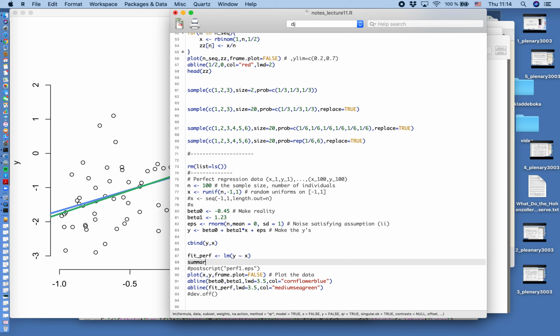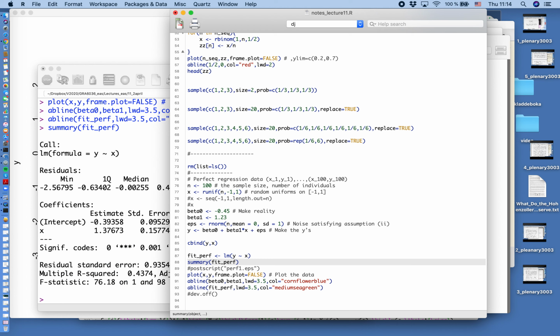So we can then have a look at the summary of the fit. Here we see our estimates. This is our estimate of beta 0, and this is our estimate of beta 1. And we see that these numbers are close to the true numbers, but they are not the same, because these are estimates, while this is the truth. I stress this: when we have data, we do not know these numbers. It is these numbers that we want to say something about based on the data.